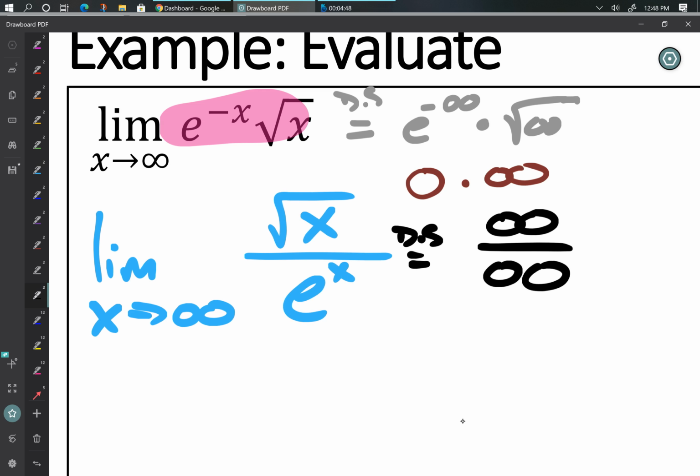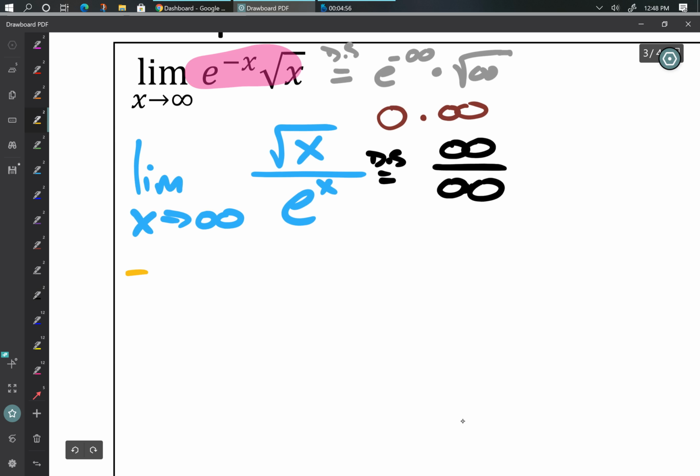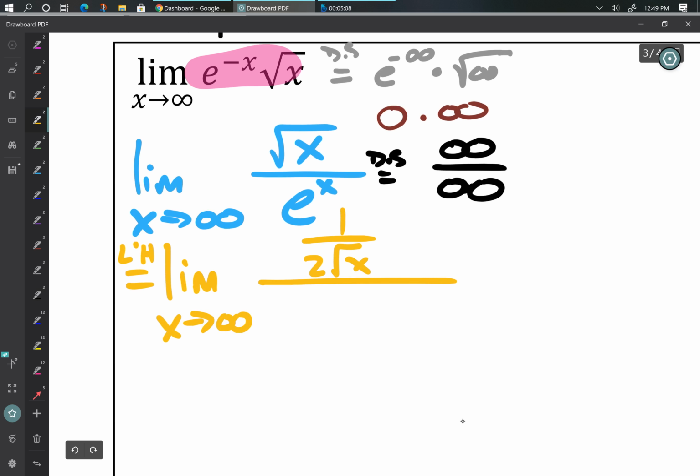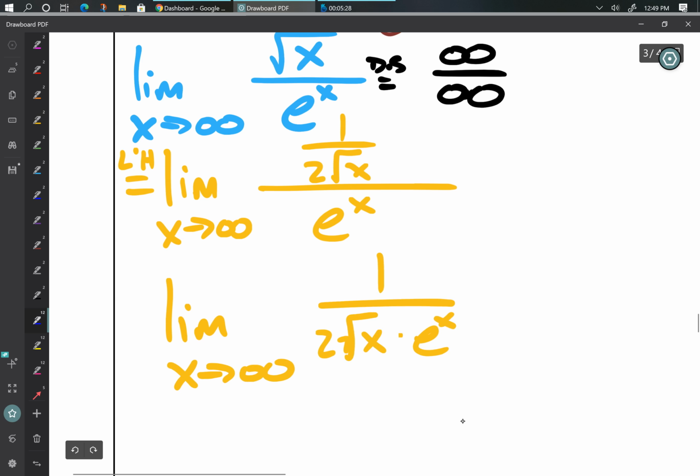And so now I have an acceptable form for L'Hopital's rule, and I can apply L'Hopital's rule to this problem. So now by L'Hopital's rule, I'm going to get the limit as x approaches infinity of 1 over 2 root x divided by e to the x, which then if I clean that up algebraically, I get the limit as x approaches infinity of 1 over 2 root x times e to the x.